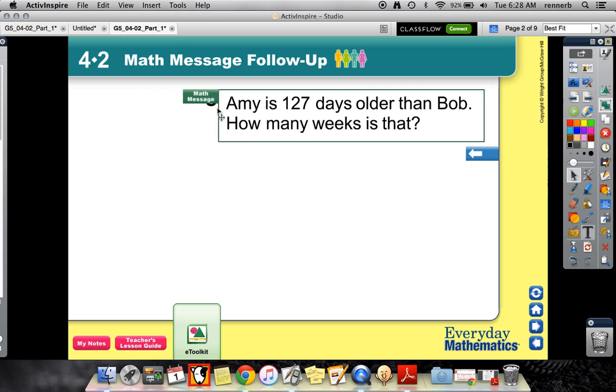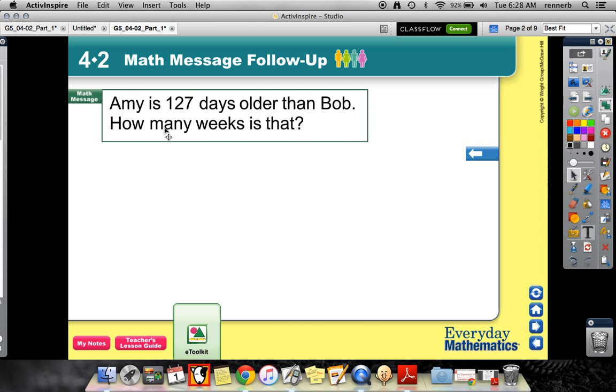First, I have this math message for you. Amy is 127 days older than Bob. How many weeks is that? So I have a couple things I have to look at. I have this number 127 and it's in days, and I need to find out how many weeks that is. So what I want to do is take 127 and now I have to figure out the weeks. Well, I'm going to divide the days by weeks, but how many weeks? That's what they're asking. How many weeks is it?